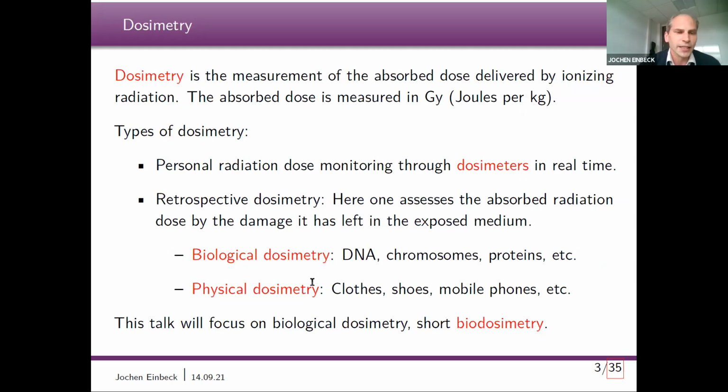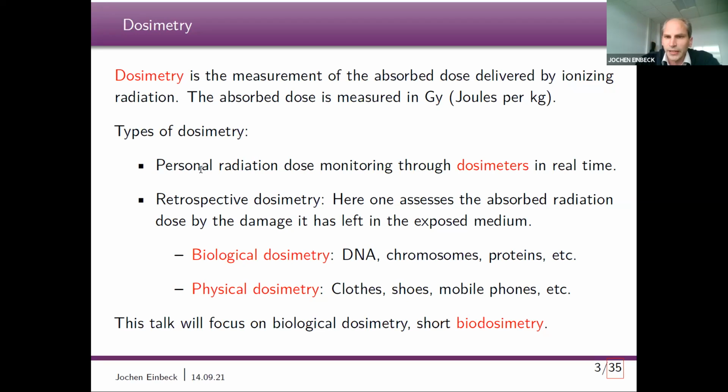Dosimetry is the science of measuring or estimating the radiation dose absorbed by an individual. The absorbed dose is measured in Gray, so that's joules per kilogram. When people say dosimetry, they usually mean radiation. You can also do dosimetry for other things, like particulate matter, for instance, but then you would say that. So if you say dosimetry, you would usually mean radiation dosimetry. There are different types of such dosimetry.